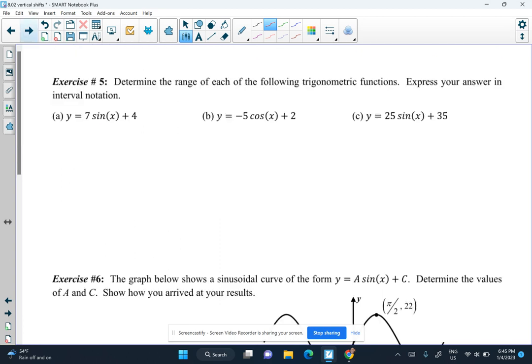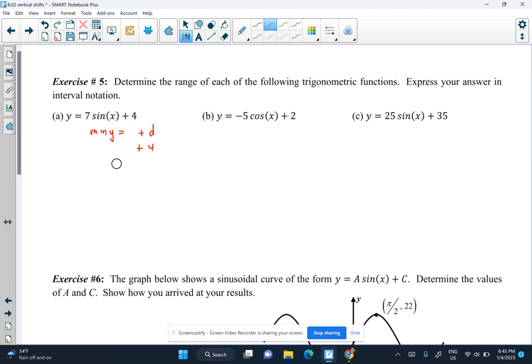So by graphing the way we are, we can immediately find the minimum and maximum value. So we're going to use that here on example number 5. We only want the range, so we need the minimum y. And the minimum y again is the amplitude plus the vertical shift. So it's going to be 7 plus 4.